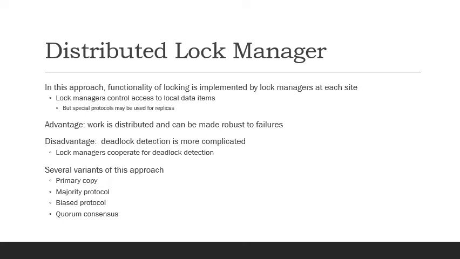Advantages are that work is distributed and can be made robust to failures. The disadvantage is that deadlock detection is more complicated, so lock managers cooperate for deadlock detection in this system. There are several variants of this approach. They are primary copy, majority protocol, biased protocol, and quorum consensus.